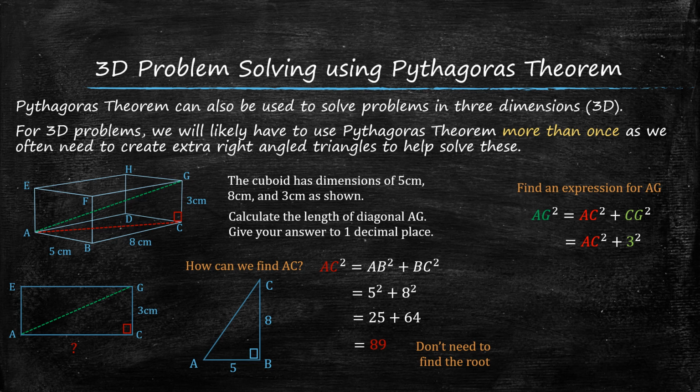Now let's go back to our expression for AG. AG squared equals AC squared plus 3 squared. So now we know that AC squared is 89. So AG squared equals 89 plus 3 squared. So this becomes 98. Now we can take the square root of this to find the length of AG. So AG is equal to 9.9 centimeters. So as we can see, we have used Pythagoras theorem twice to calculate the length that we need for this 3D problem.